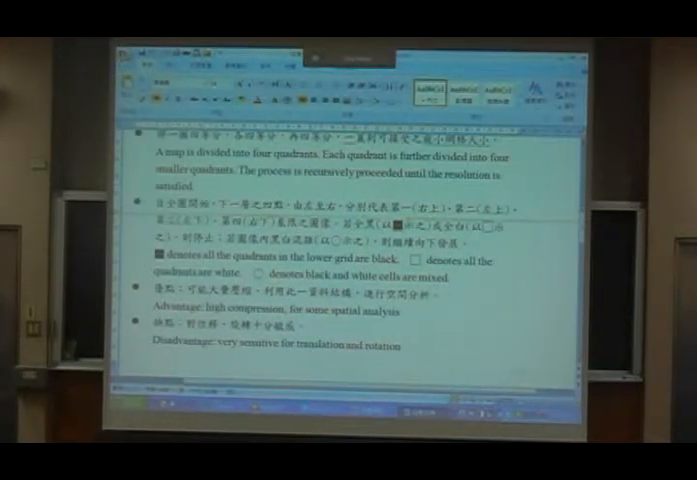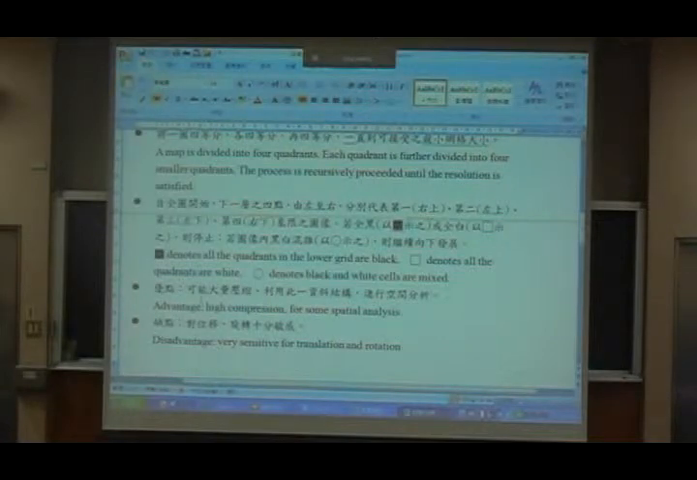So the advantage is it can give high compression, and the structure is very useful for some spatial analysis. Some research papers use the portrait data structure to analyze spatial relations. Okay.